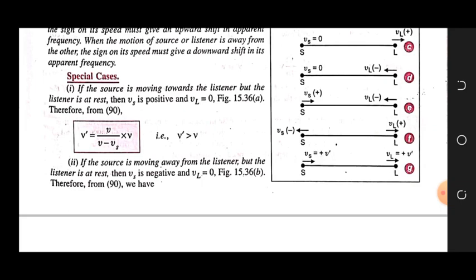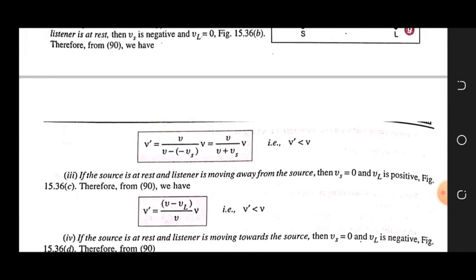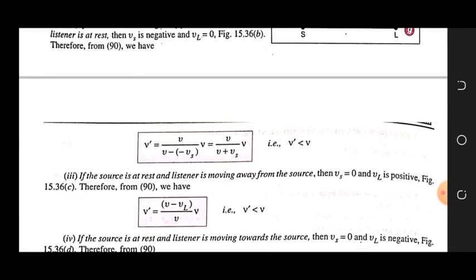The second condition: the source is moving away from the listener but the listener is at rest. So obviously if a source is moving in the direction of L to S, away from the listener, then that will be taken as negative. So we can write now from equation 90, nu dash is equal to V upon V plus Vs.